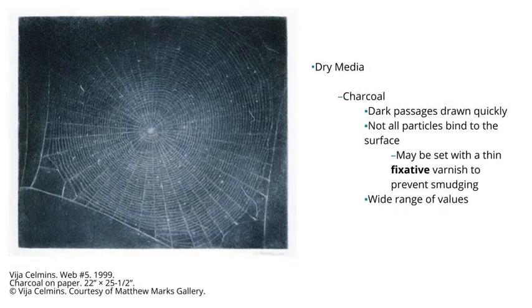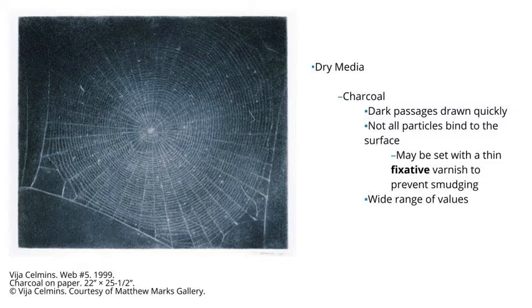So charcoal is a form of dry media. This is an example here. This is Vija Celmins' Web number 5. And with charcoal, you can put down a lot of dark passages very quickly. You can make a lot of dark marks over a short amount of time. But not all particles of the charcoal bind to the surface. That's why you need a paper with more tooth to it.